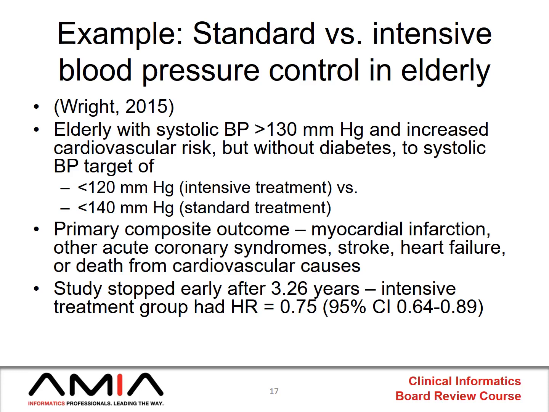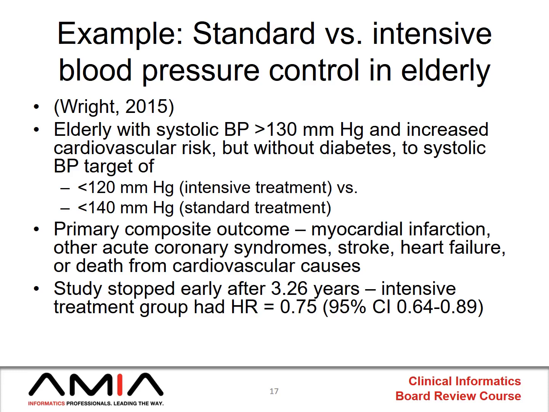And the question was whether it would be better to aim for a systolic blood pressure target of less than 120, which would be intensive treatment, versus less than 140, which would be standard treatment. The primary outcome in the study was a composite of myocardial infarction, other acute coronary syndromes, stroke, heart failure, or death from cardiovascular causes.